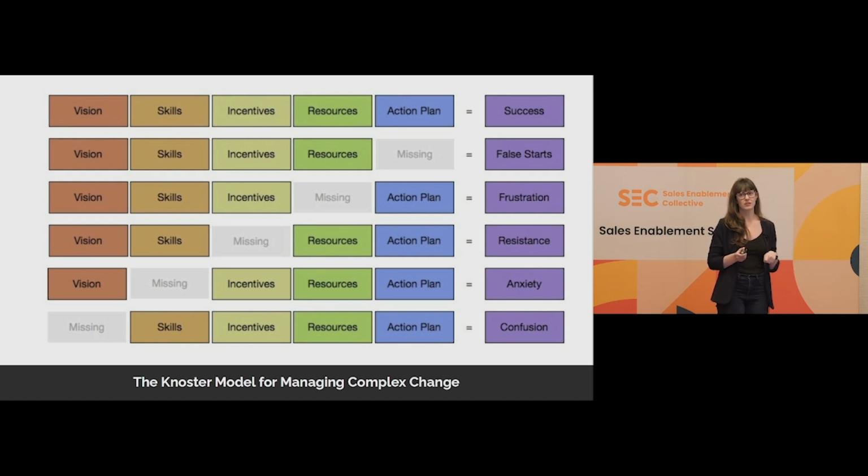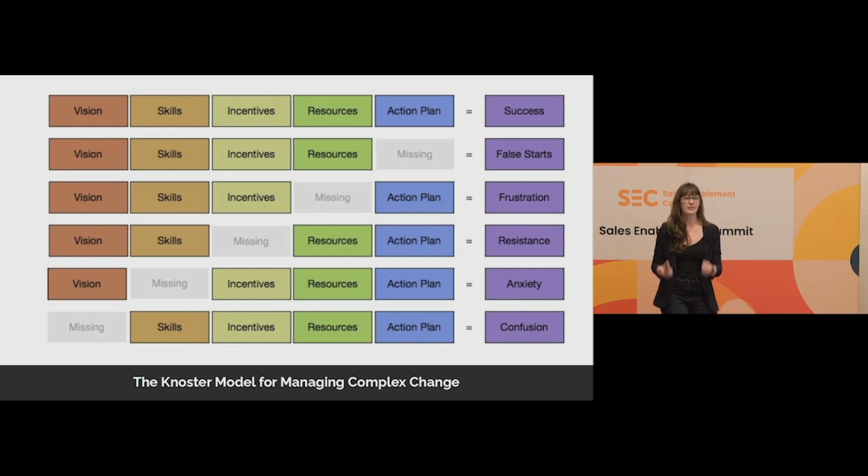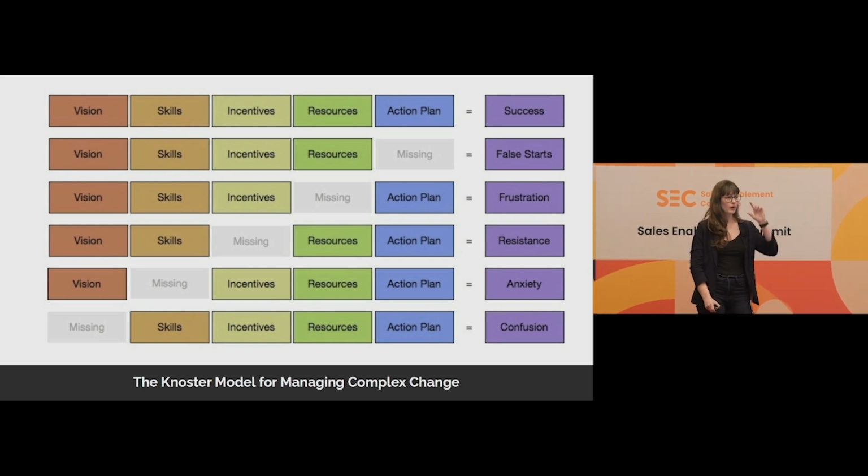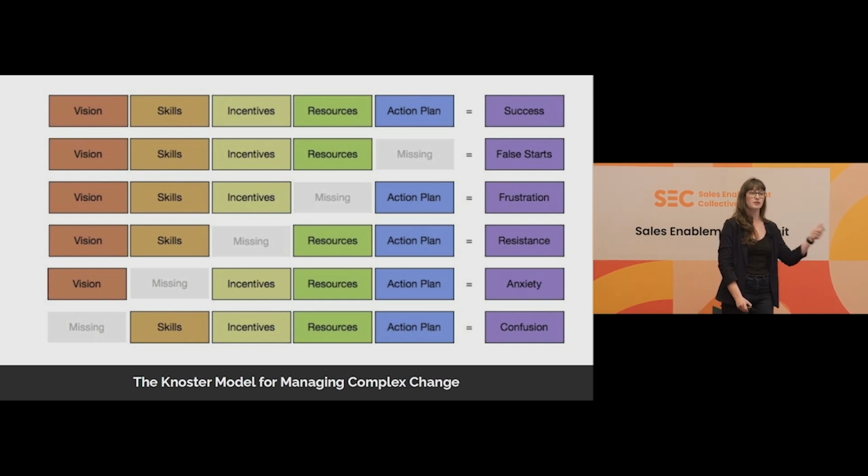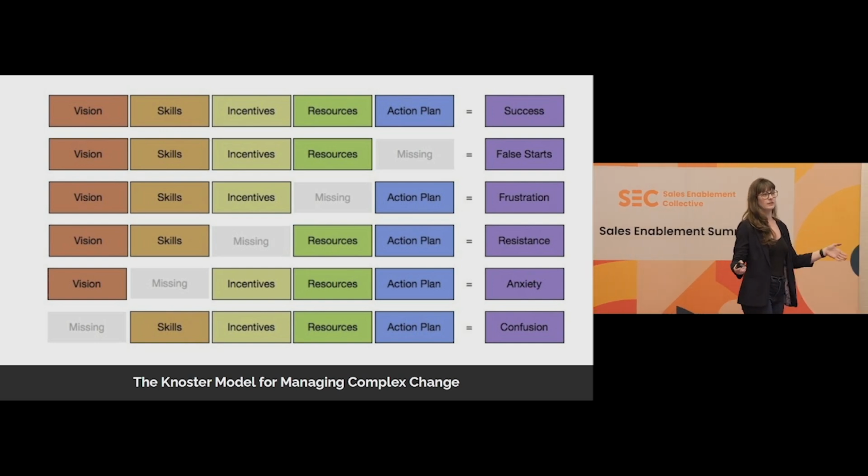Resources, let's get practical, tactical. Is it people? Is it budget? Is it tools? What do you need to make this happen? And then finally, your action plan. Is it step-by-step approach, and is it in a realistic time frame? So that's why I wanted you all to imagine yourself 1 year from now and where you realistically think you can accomplish.